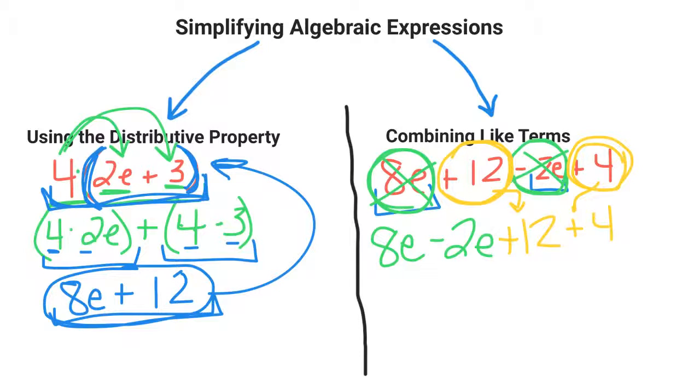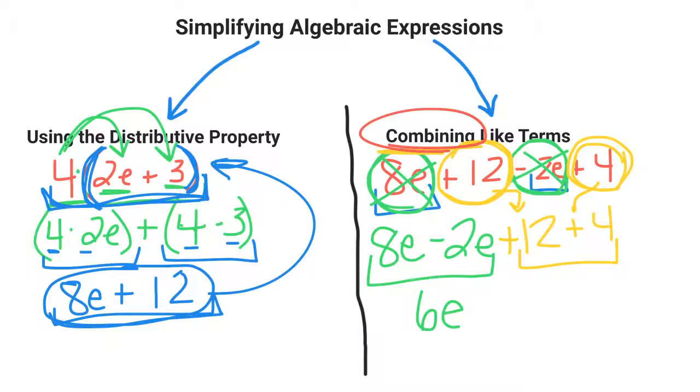Because if I look now, I can see that anything that's in green, I can combine, and anything that's in yellow, I can combine. This is the idea of combining like terms, because if I have 8 e's and I take 2 e's away, I would now have 6 e's, and if I have 12 plus 4, I would now have 16. So my final simplified algebraic expression would be 6e plus 16. And again, I can't solve until I know what e is equal to.